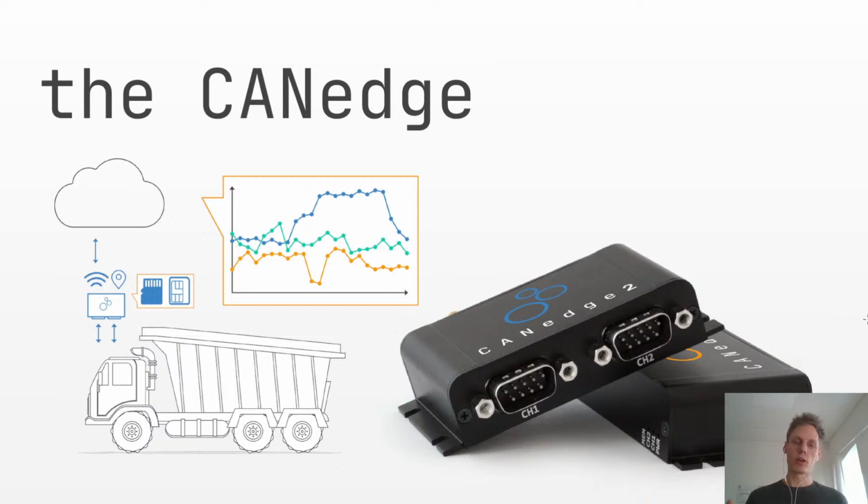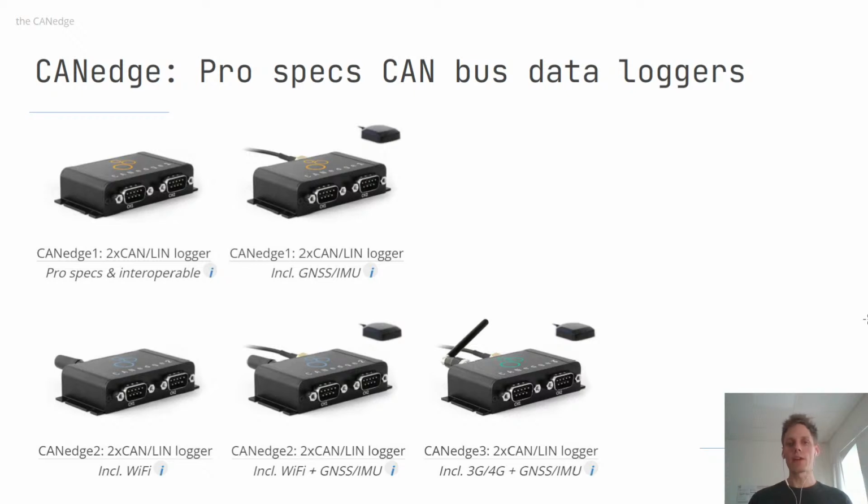The CANedge is our primary product, our CAN bus data logger series. And we have a couple of variants of these that I'll just cover briefly. The CANedge 1 lets you record CAN bus data to an SD card offline. The CANedge 2 does the same, but also allows you to offload this data via Wi-Fi to your own server. And the CANedge 3 is like the CANedge 2, but instead of Wi-Fi, it supports LTE, so 3G or 4G.